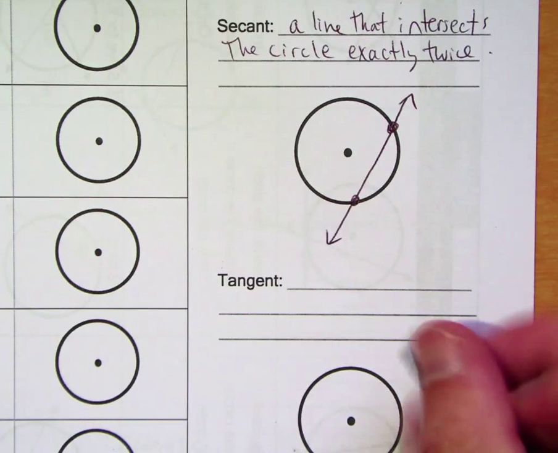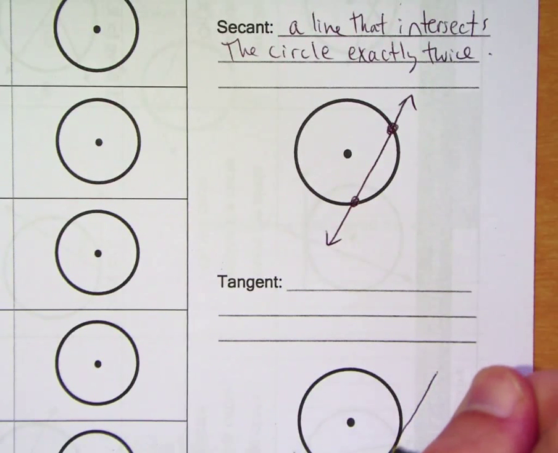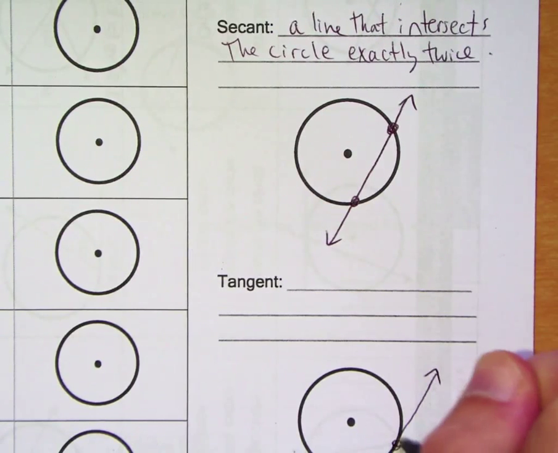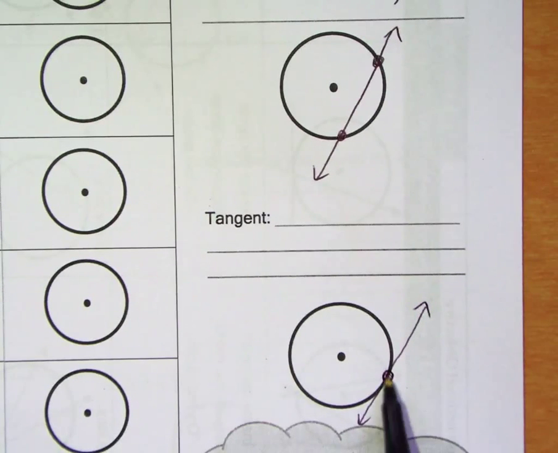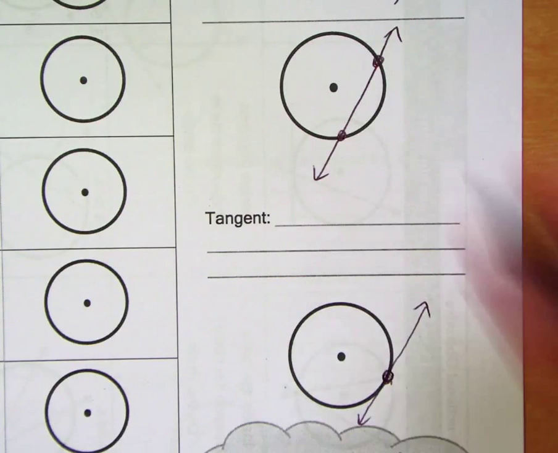A tangent is a line, but notice how it touches exactly once. That's the difference here compared to the twice up here.